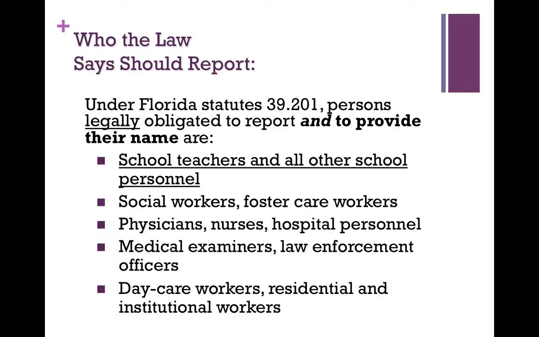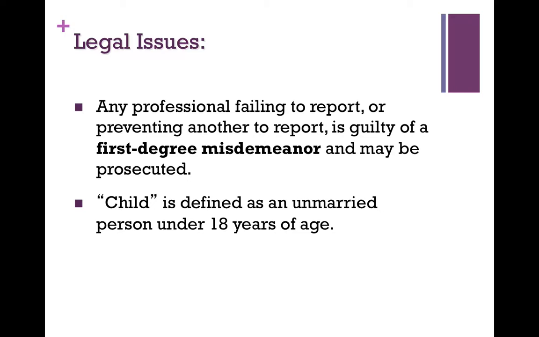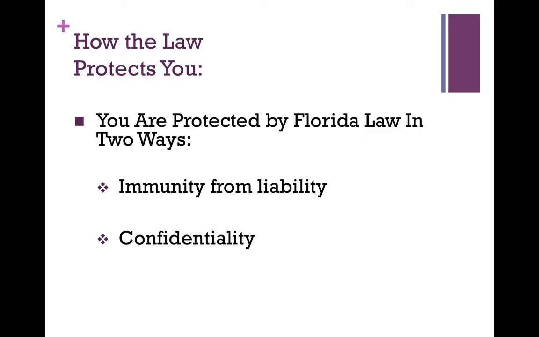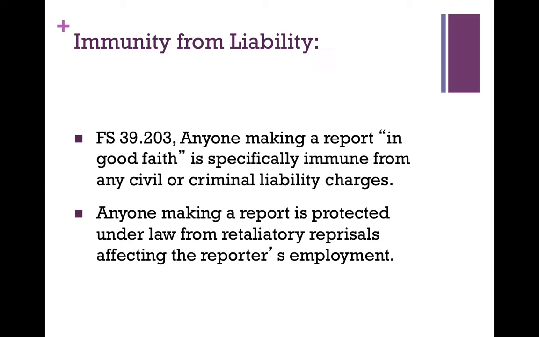The law does state that teachers and all other school personnel are obligated to report and provide their names. Failure to report can result in a first-degree misdemeanor. As noted, a child is defined as an unmarried person under the age of 18 years of age. When reporting, you are protected in two ways: immunity from liability and confidentiality.